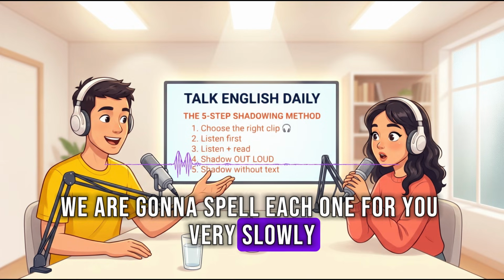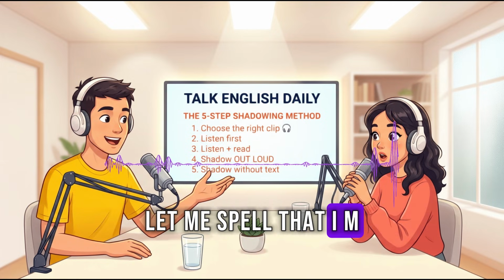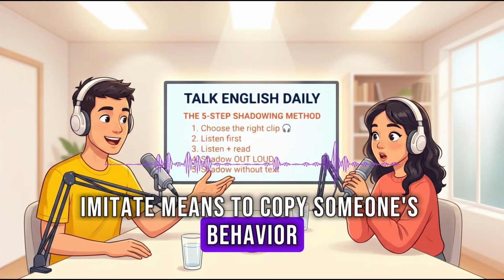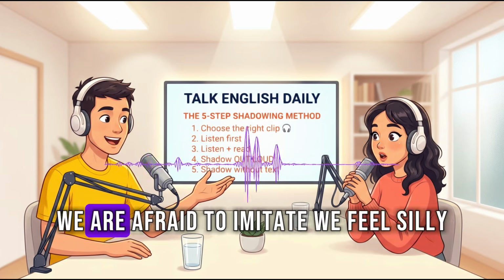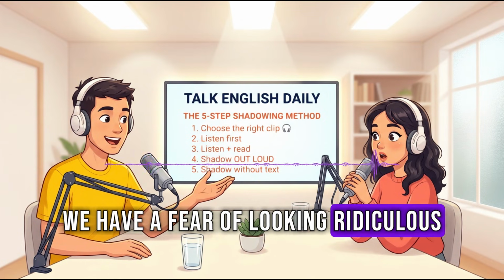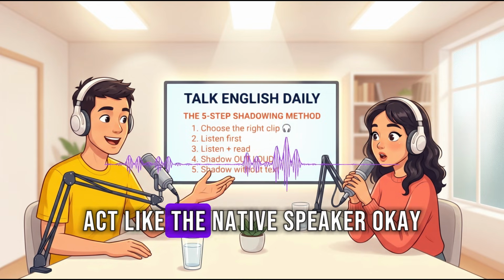Very slowly. Let's start with the word number 1, imitate. Let me spell that. I-M-I-T-A-T-E. Imitate means to copy someone's behavior. Yes. And as adults, we are afraid to imitate. We feel silly. We have a fear of looking ridiculous. But you have to drop your ego. You have to be willing to act like the native speaker.